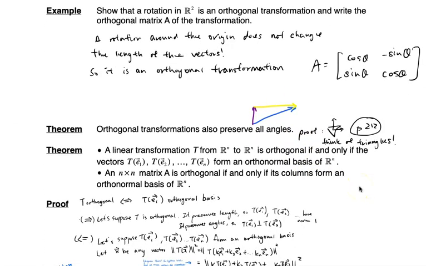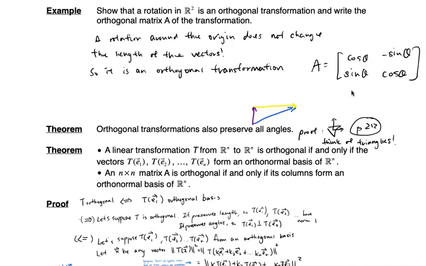So keeping in mind that the definition of an orthogonal transformation is that it preserves the length of all vectors, show that a rotation in R2 is an orthogonal transformation. Well, certainly it is, because when we rotate vectors, it's not changing their lengths. So we're done. Write the orthogonal matrix A of the transformation. Here it is.